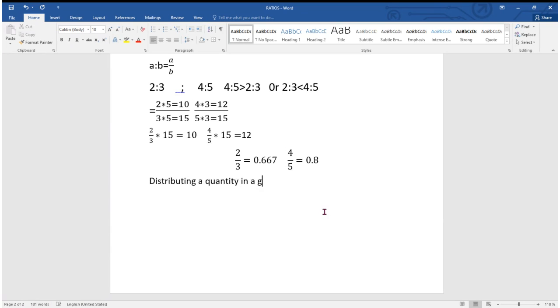In a given ratio, distributing a quantity in a given ratio.